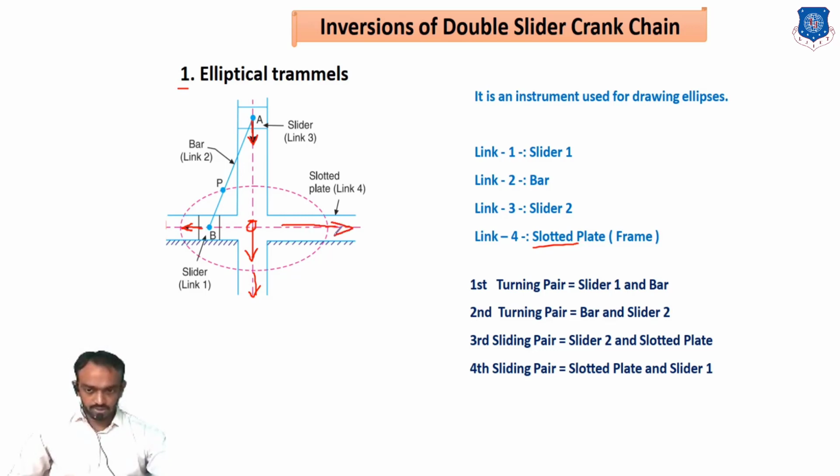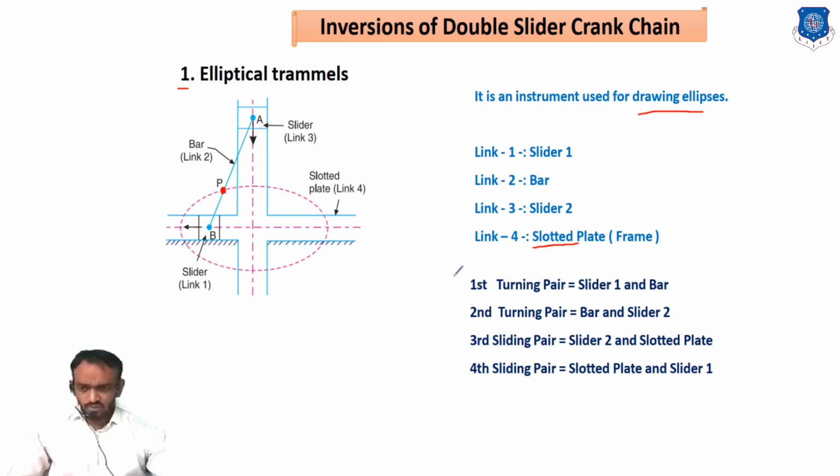During this whole motion, any point P on this bar will follow an elliptical path, and that motion gives us the drawing of an ellipse.